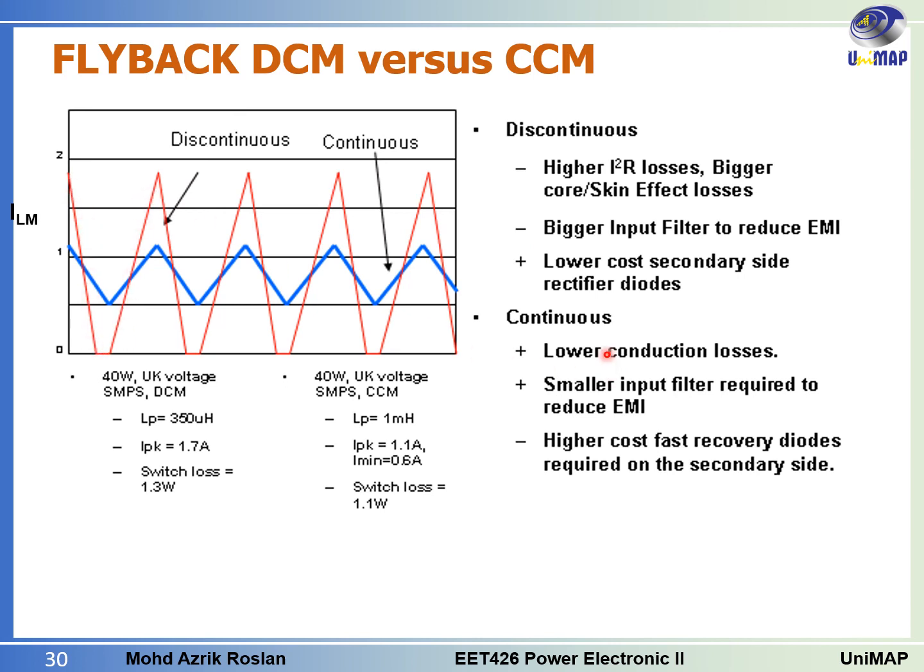For the CCM, it will have lower conduction losses, and a smaller input filter is required to reduce the EMI. For the diode requirement, it requires a fast recovery diode to accommodate the switching action here. So that's the comparison between the DCM versus the CCM for flyback.